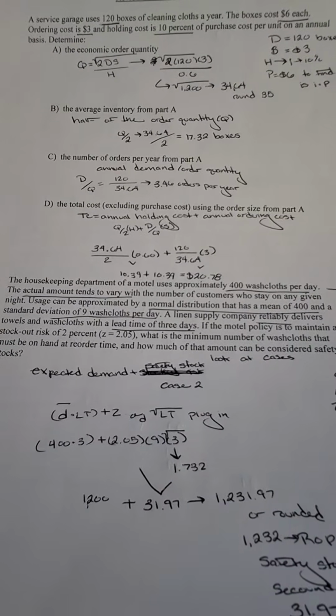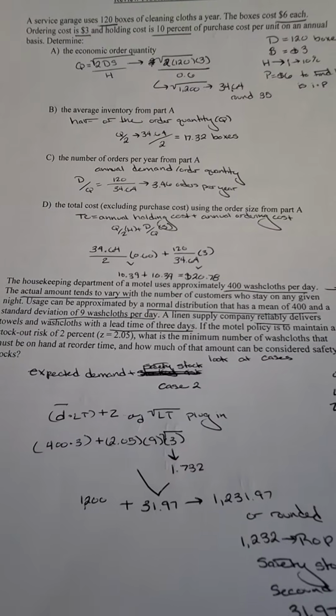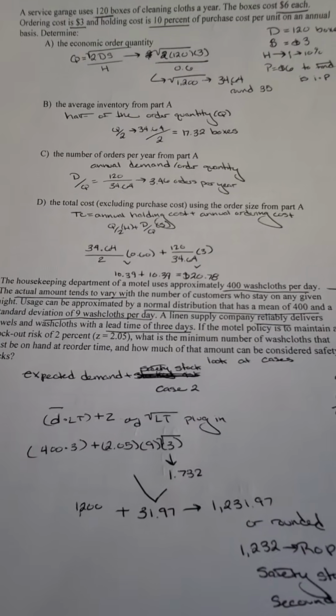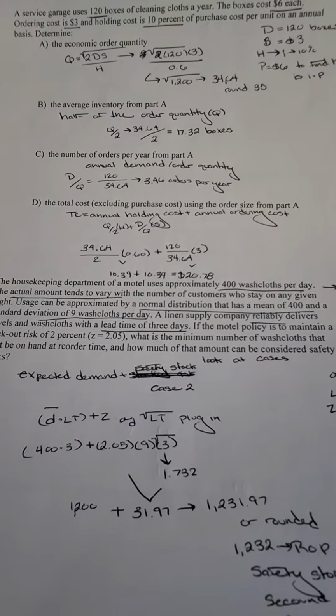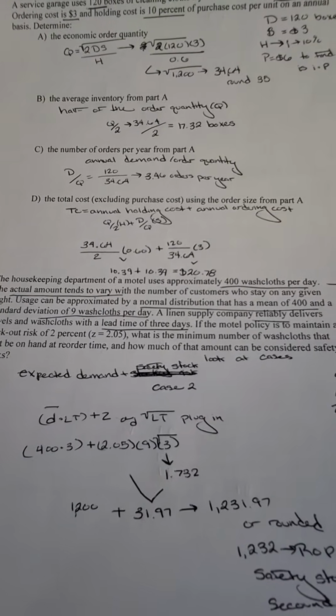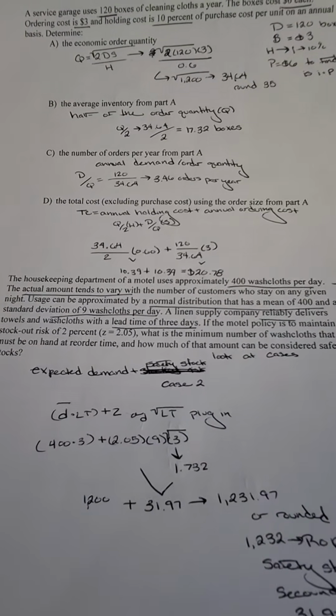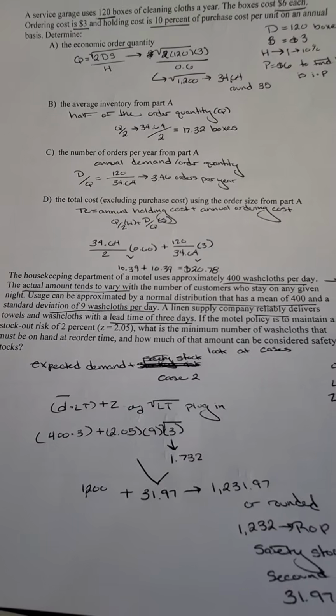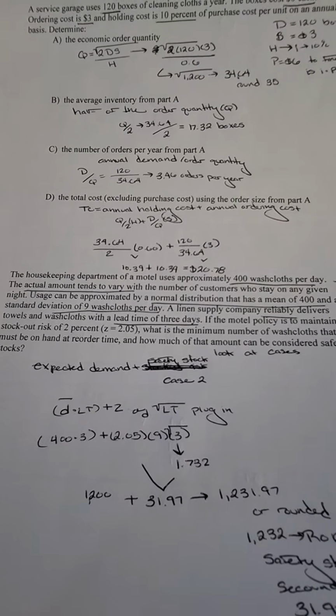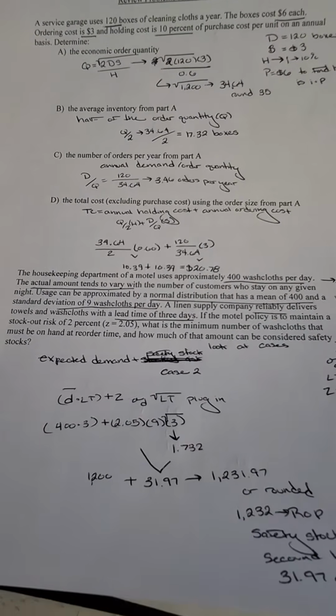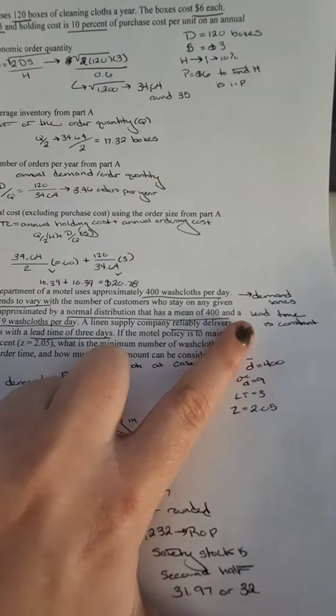A linen supply company reliably delivers towels and washcloths with a lead time of 3 days. That means our lead time is constant because they're telling us it's reliable and it's always going to be 3 days. If it's to maintain a stock at risk of 2%, they give us Z. What's the minimum number of washcloths that must be on hand at reorder time, and how much can be considered safety stock? So that means we're going to have our demand varies and lead time is constant.